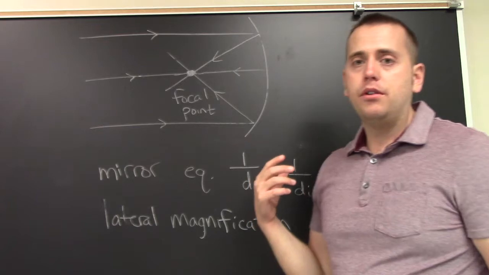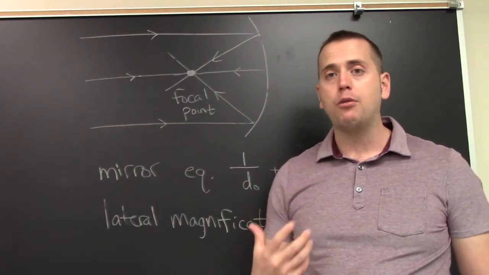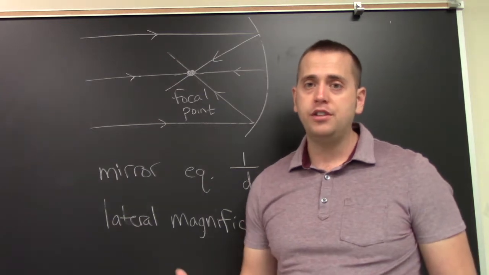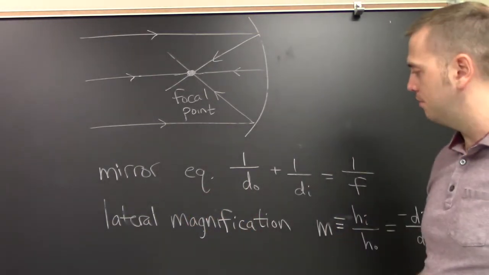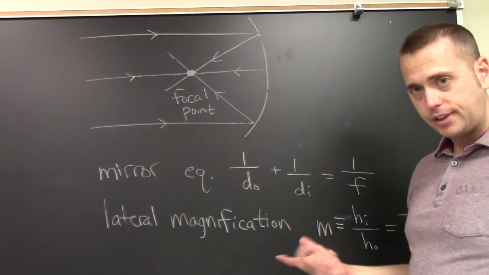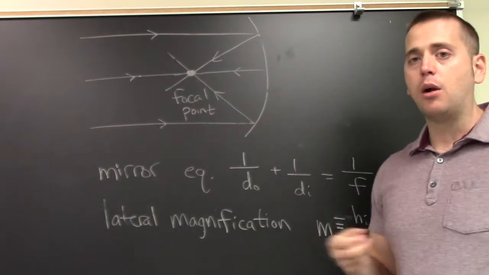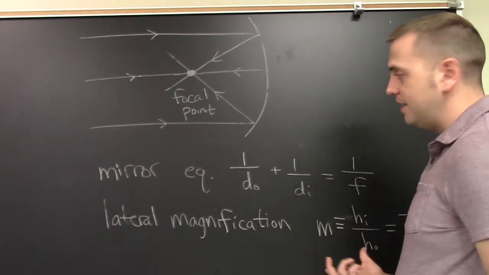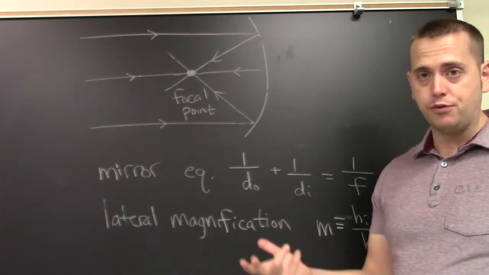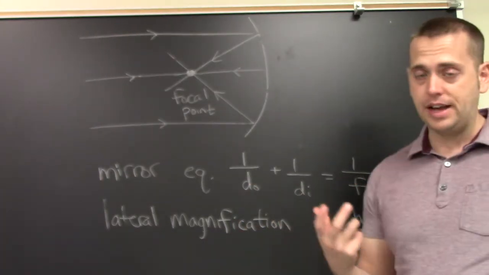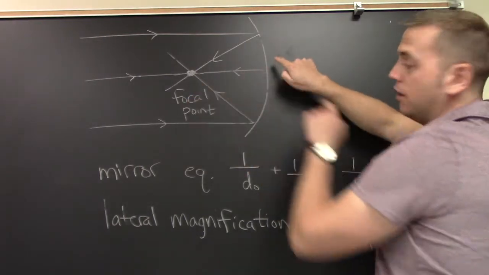Okay, so if we want to understand a little bit more generally how a mirror will form images, we're going to need to look at the mirror equation. So there are three variables in this equation. The first is DO. That's our object distance. That's just how far away from the mirror are we going to place the object. DI, that's the image distance. How far away from the mirror does our image form? And then finally F, that's our focal length, the distance from the focal point of our mirror to the mirror itself.